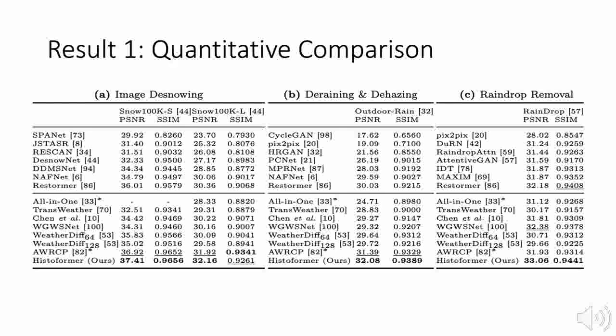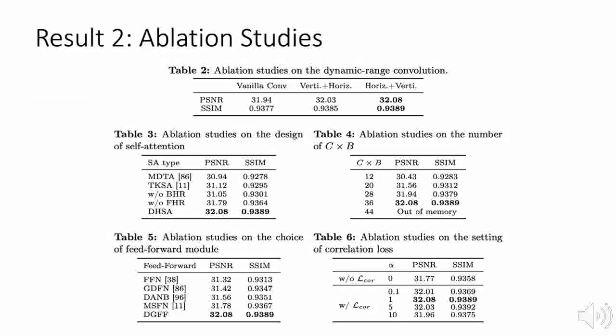We experiment with our Histoformer on 3 adverse weather removal tasks, including image desnowing, heavy rain removal, and raindrop removal. For all the 3 tasks, our method attains overall the best results. We also conduct multiple ablation studies on the choices of dynamic range convolution, self-attention, feed-forward modules, and so on. We configure our model based on the ablation studies, and they also validate the effect of our proposed modules.